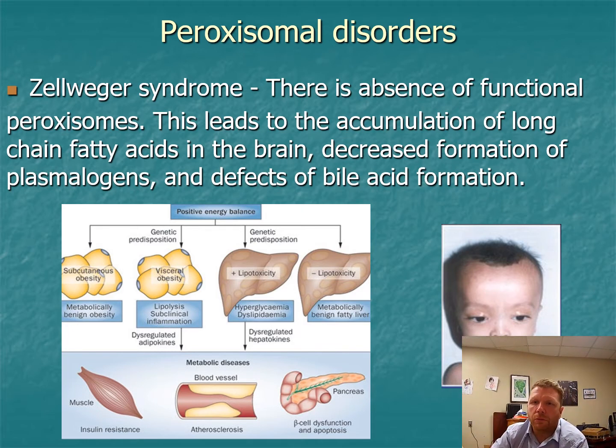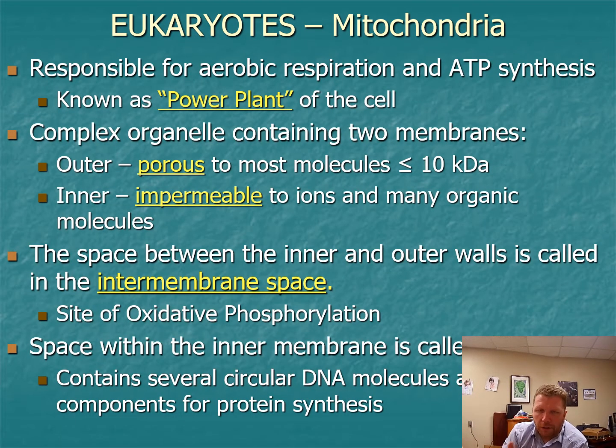implications of peroxisomal disorders. Next up are mitochondria, which if you've ever taken a high school biology class, you probably all got to say, what's the mitochondria? It's the powerhouse of the cell. It's also known as the power plant of the cell. I'm accustomed to powerhouse, but power plant works just as well. This is responsible for aerobic respiration and ATP synthesis. This is a complex organelle containing a pair of membranes, an outer porous membrane and an inner impermeable membrane.